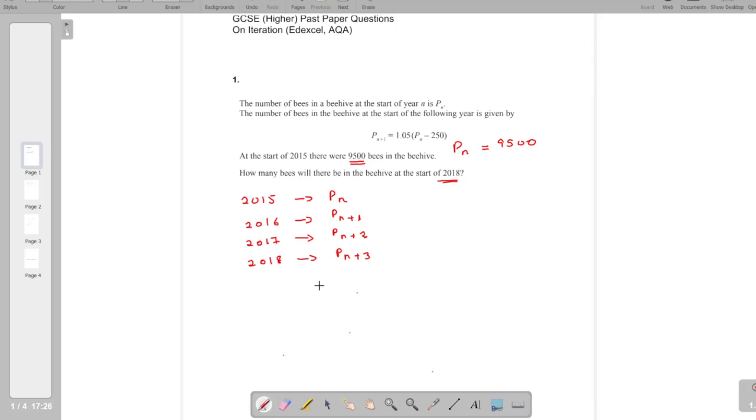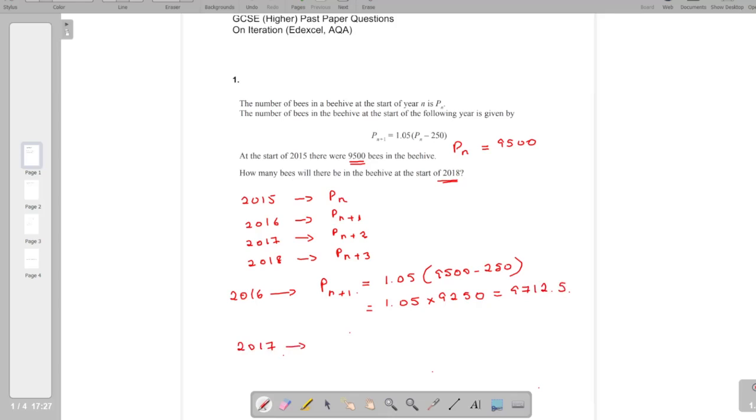we could do Pn plus 1, which is 2016, will be 1.05 times 9,500 minus 250. That will give 1.05 times 9,250, which is 9,712.5.